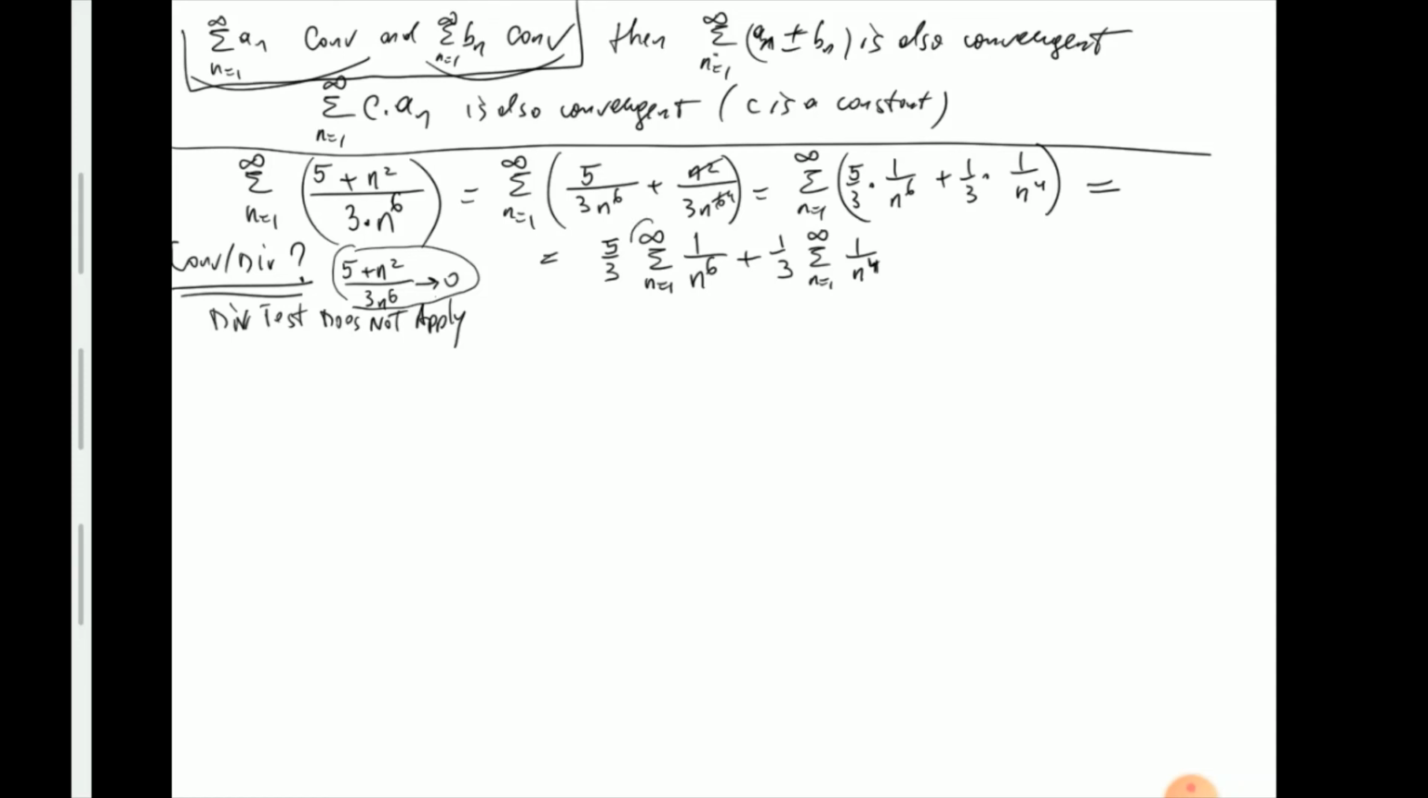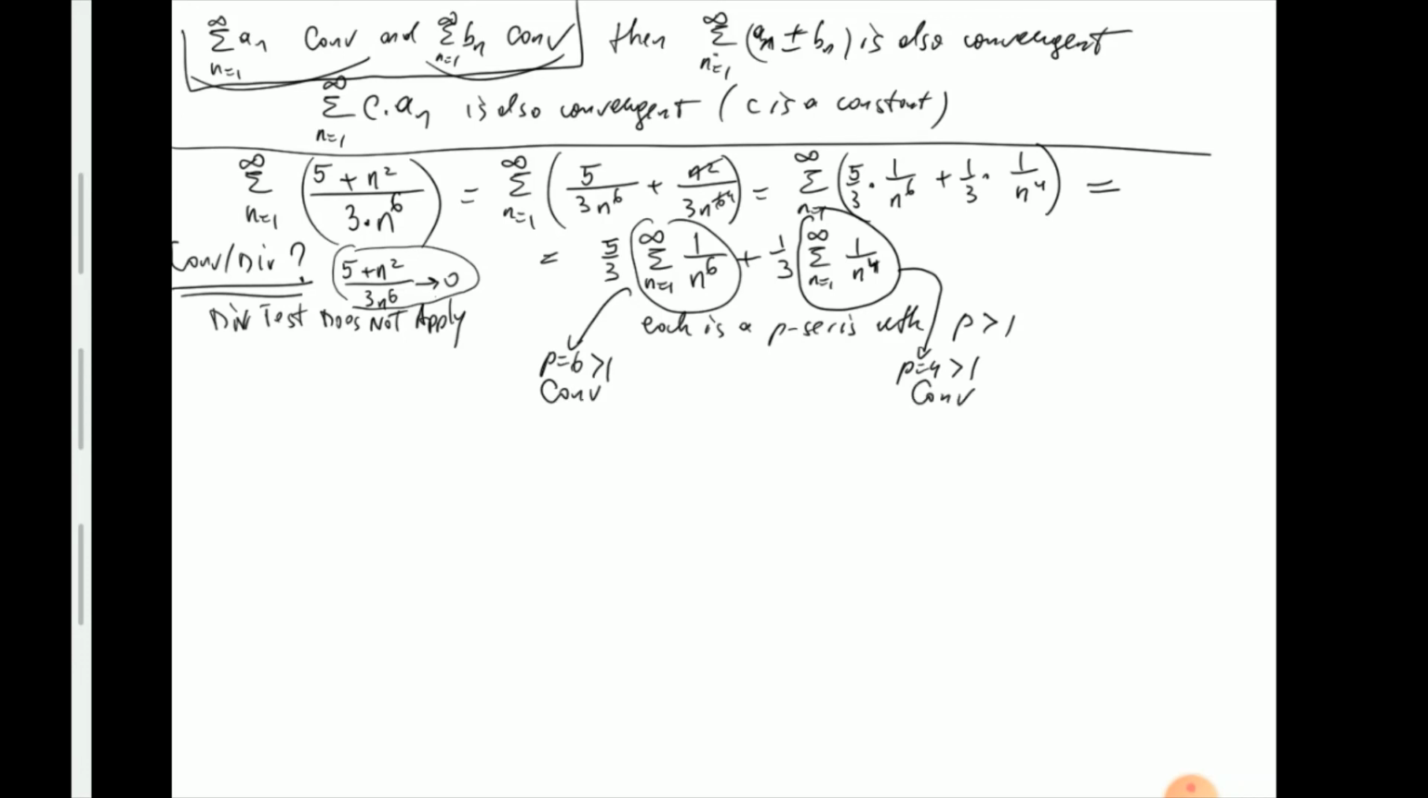So it breaks down into constant times the series plus another constant times the series, but each is a p-series with p greater than 1. For this one, p equals 6, which is greater than 1. For this one, p equals 4, which is greater than 1. So by the p-series test, both will be convergent. And therefore, this is convergent as well because it's a linear combination of convergent series, right? So a constant times a convergent series is convergent. 1/3 times a convergent series is convergent.